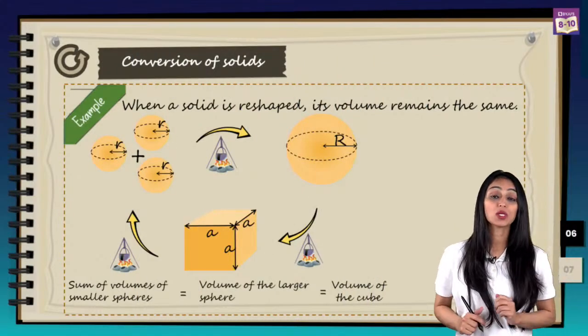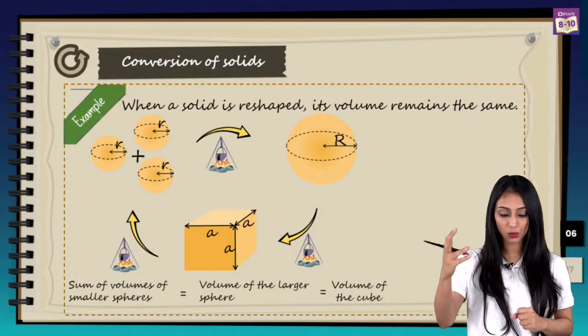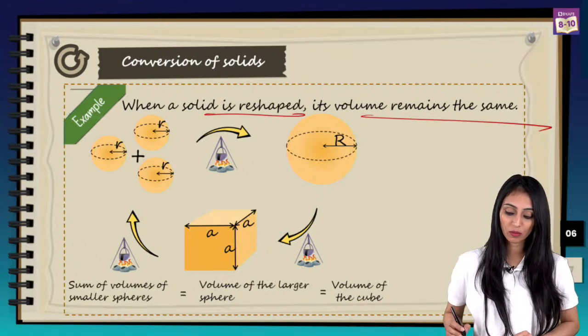Let's move ahead. Now we will talk about conversion of solids. So this is about volume basically. So when solids are converted, basically the solid is reshaped. In such cases, volume remains the same.